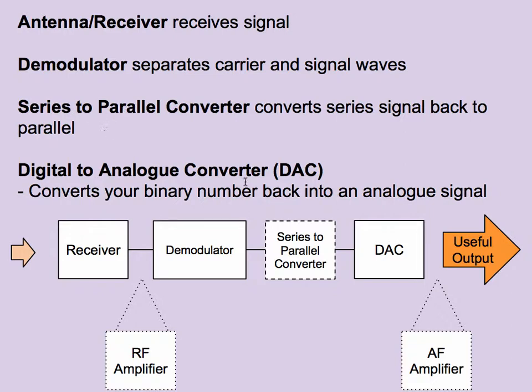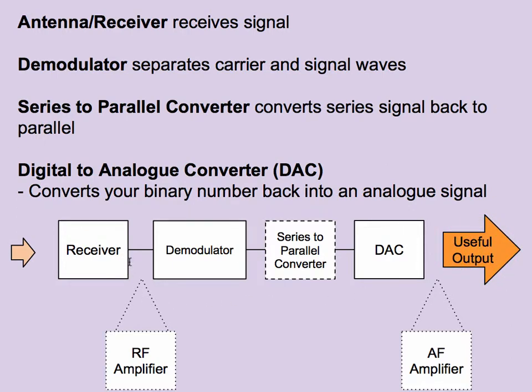Then we have a series to parallel converter, so maybe all of that data was for one single image of the rainbow. We want that all to come up on our screen at the same time. So that takes that long continuous string of data and converts it into a single packet of data again. And then the digital to analog converter just does the opposite, so it converts our binary back into our analog signal. So this would be going from our coded 1s and 0s back into a, hey, this pixel should be blue, this pixel should be green, etc., and then finally pumps it out as a useful output.